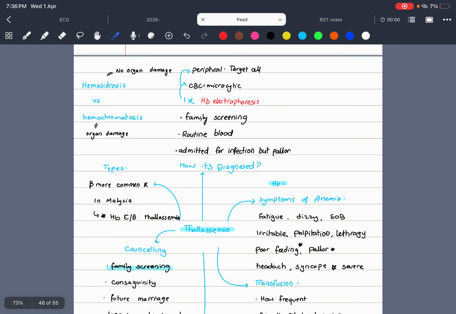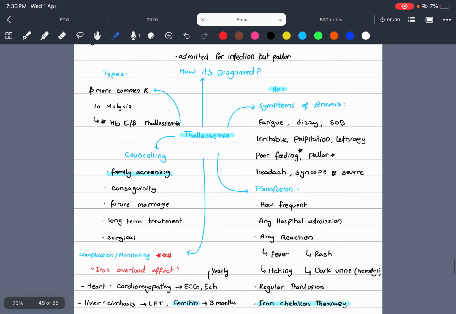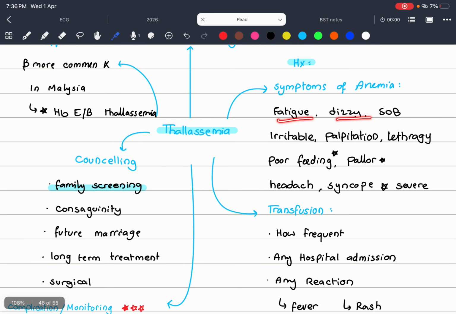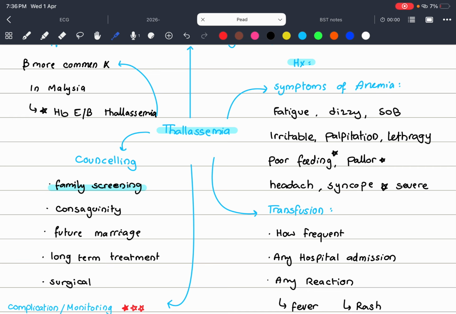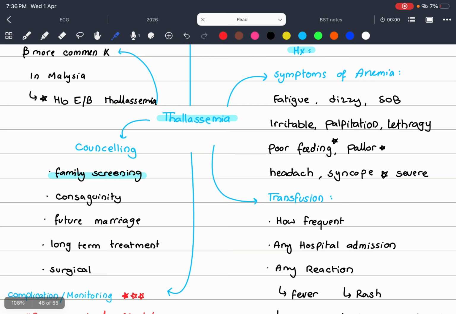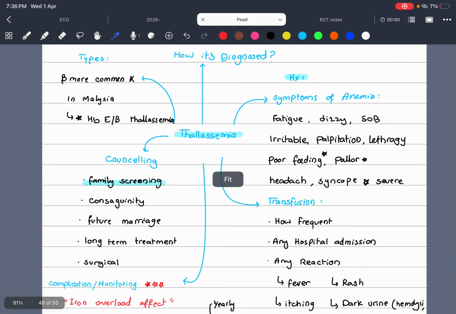After the types, symptoms of anemia, we said: fatigue, dizziness, shortness of breath, irritability, palpitation. Very important in children, we're talking about poor feeding and pallor. This is very important because usually the patient presents with pneumonia and is also pale. Pneumonia does not cause a patient to be pale, so he has anemia. What type of anemia? Further investigation found out that he has thalassemia. Palpitation, lethargy, headache, syncope: syncope does not usually come with thalassemia, only if it's severe.